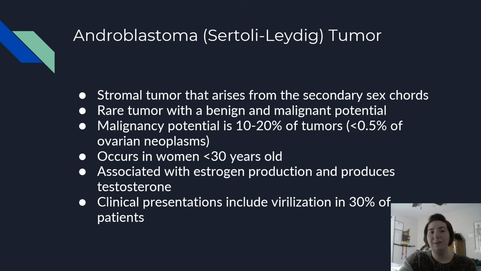An androblastoma, which is also called a Sertoli-Leydig tumor, is a rare stromal tumor that arises from the secondary sex groups. It possesses a benign and a malignant potential. The potential for malignancy is 10 to 20% of tumors and less than 0.5% of ovarian neoplasms. This tumor usually occurs in women under 30 years old. It is associated with estrogen production, but also produces testosterone, which leads to the common clinical presentation of virilization in 30% of patients.